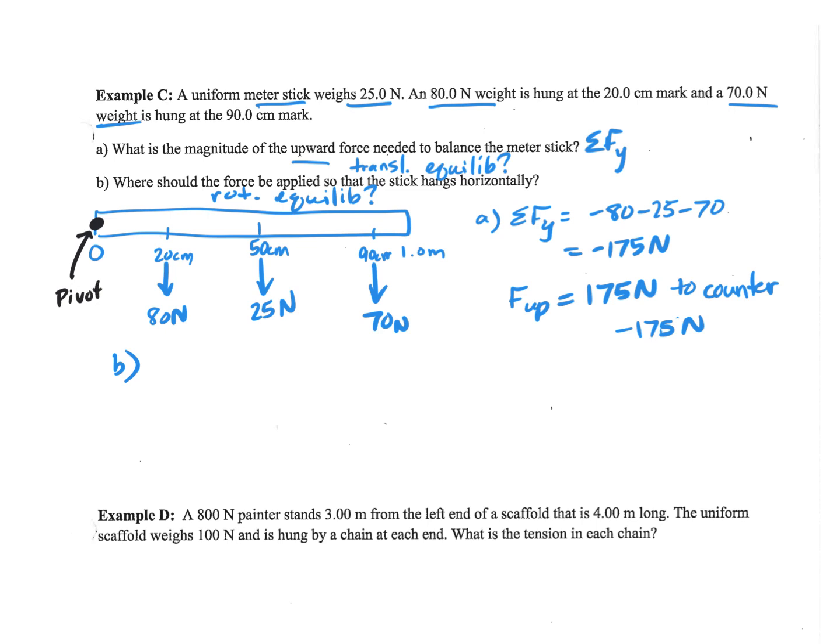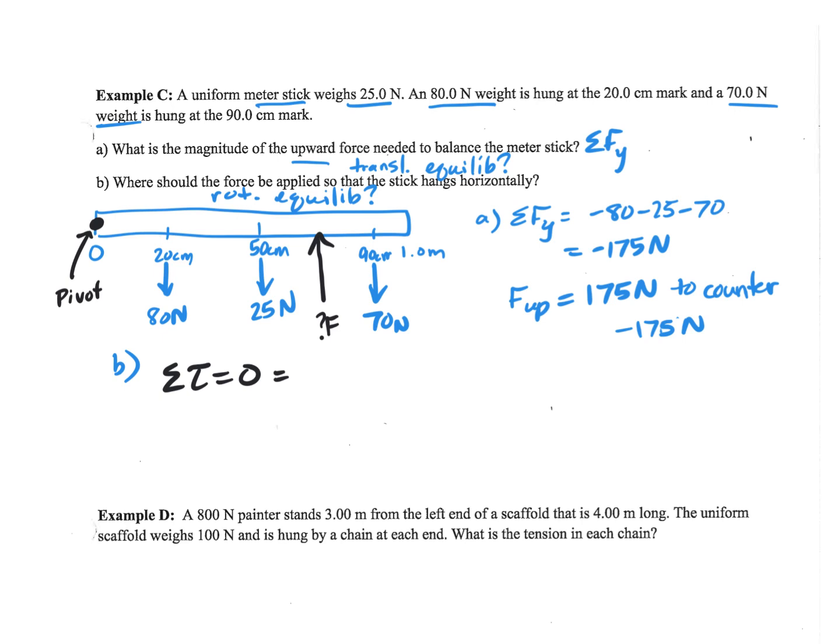We've got 3 going downward. We need something to counteract it, don't we? So we need some mystery force, and we don't know where to place it. So what we're going to do is the following. We're going to say the sum of the torques has to equal 0, doesn't it? For it to not rotate. So let's add those up. First things first, let's label these.